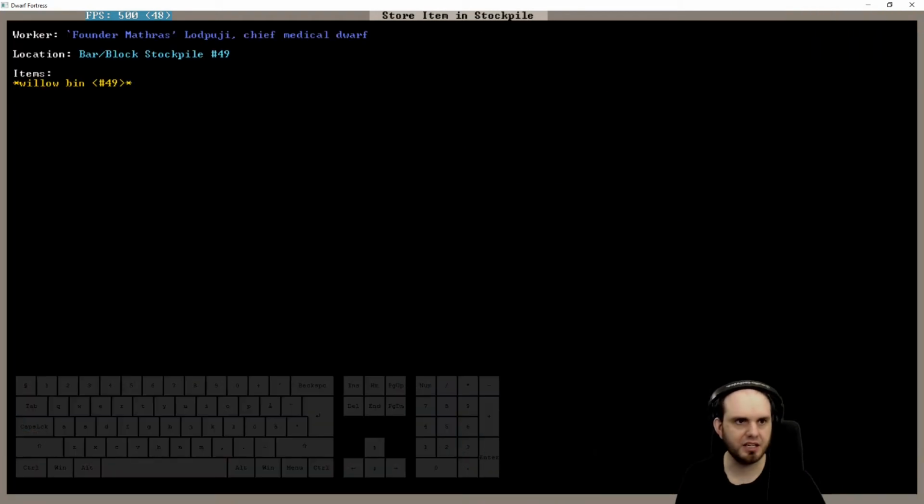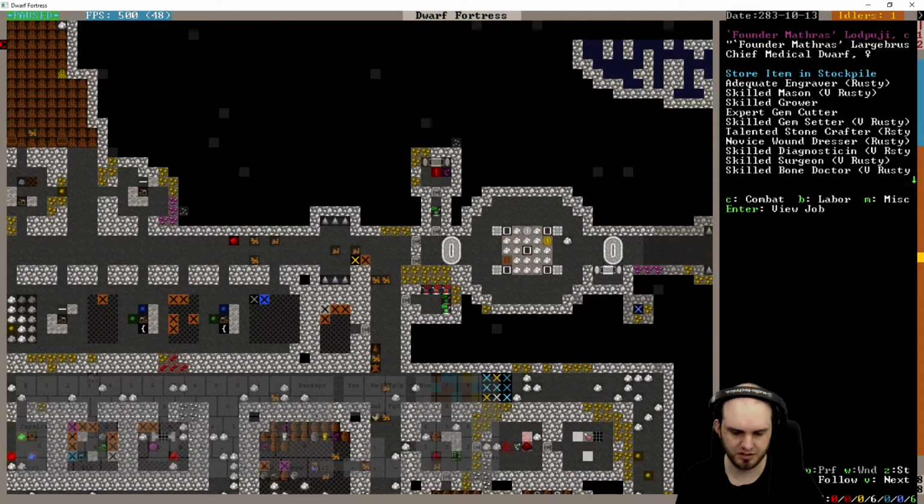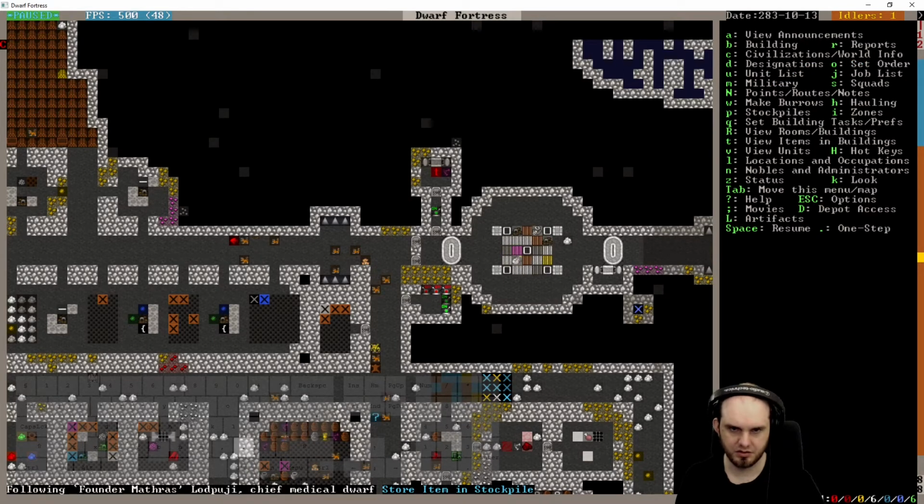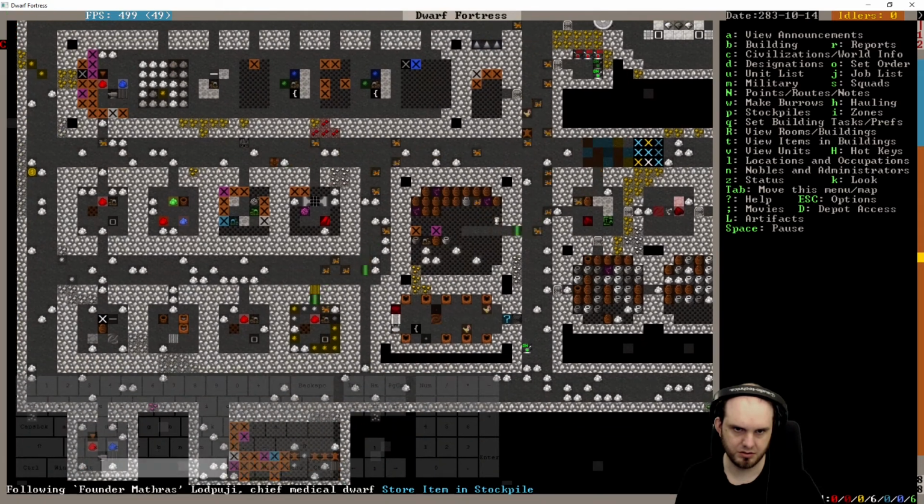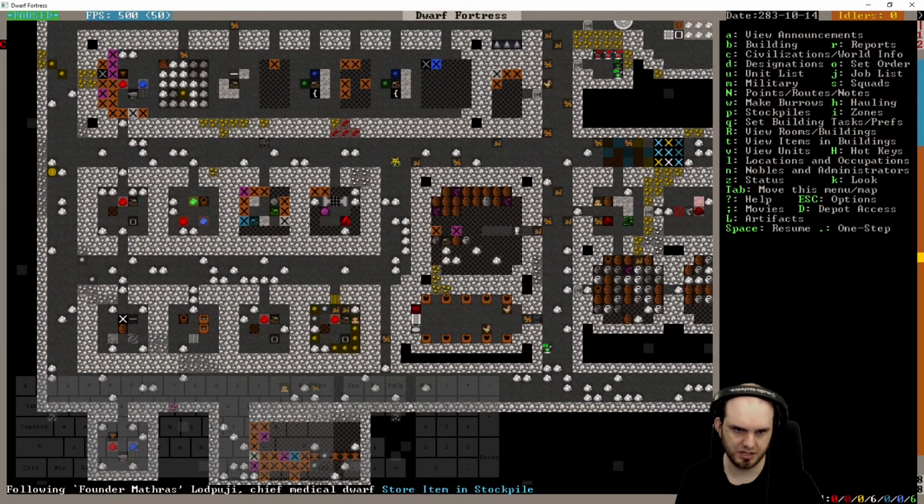Your job right now is to take a willow bin, something, down here, and store it in the stockpile. Or I could just ignore that they complain. But it seems to have to do with my primary workflow, so I kinda want it to work.